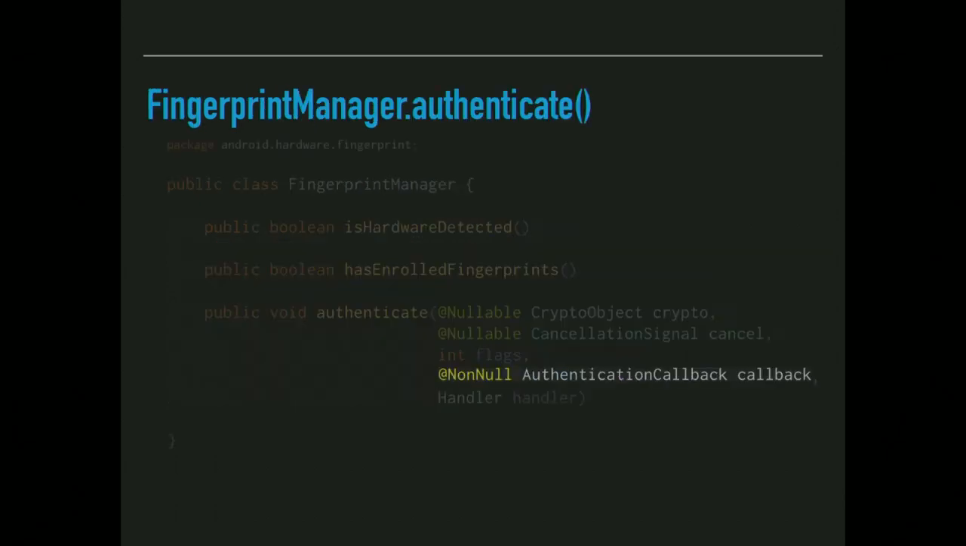So you've called authenticate, the fingerprint sensor is going, you've passed in your crypto object. Now you're going to start getting callbacks through these authentication callbacks.